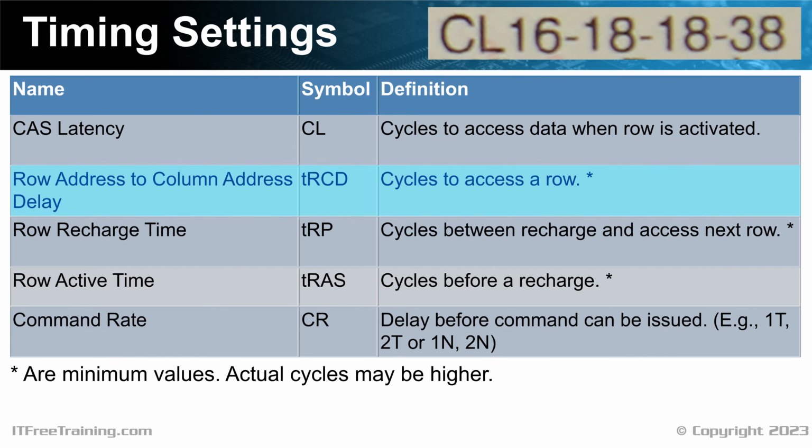The next setting is the number of cycles taken to access a particular row in the memory module. Essentially, the memory module needs to activate a particular row in order to access it. The memory module can only access one row at a time. This timing setting becomes important when the memory module changes rows.